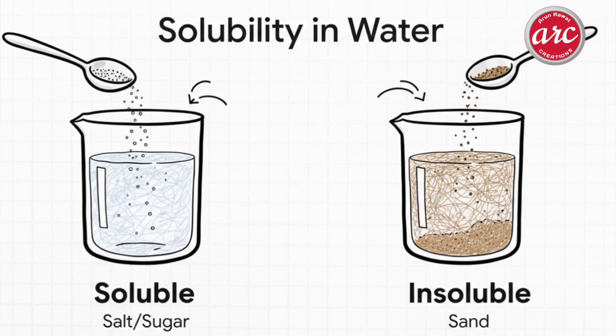So, materials that dissolve in water, like salt and sugar, we call them soluble. The ones that don't, like sand, are insoluble. This simple test tells us a ton about a material's properties. And it's the reason sugar sweetens your coffee, but a spoonful of sand just ruins it.